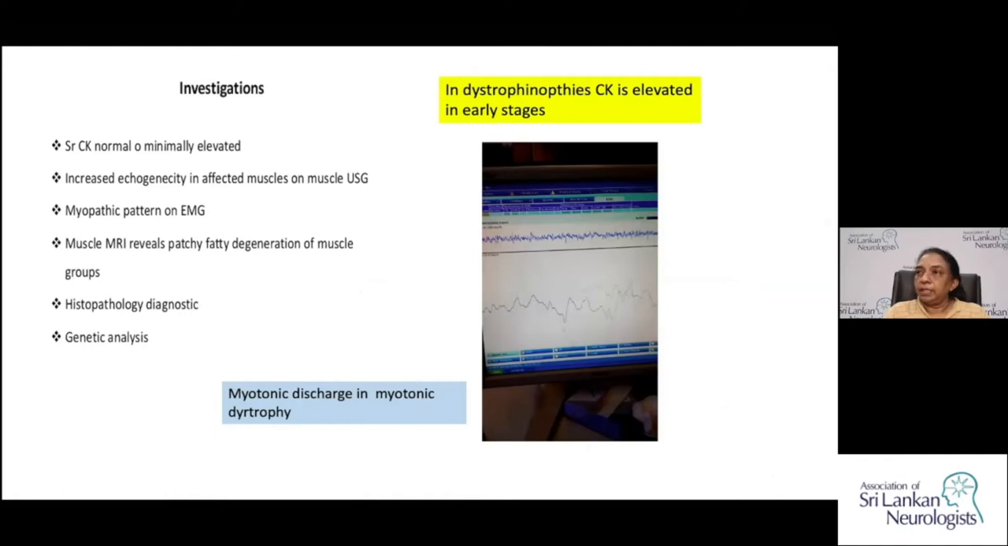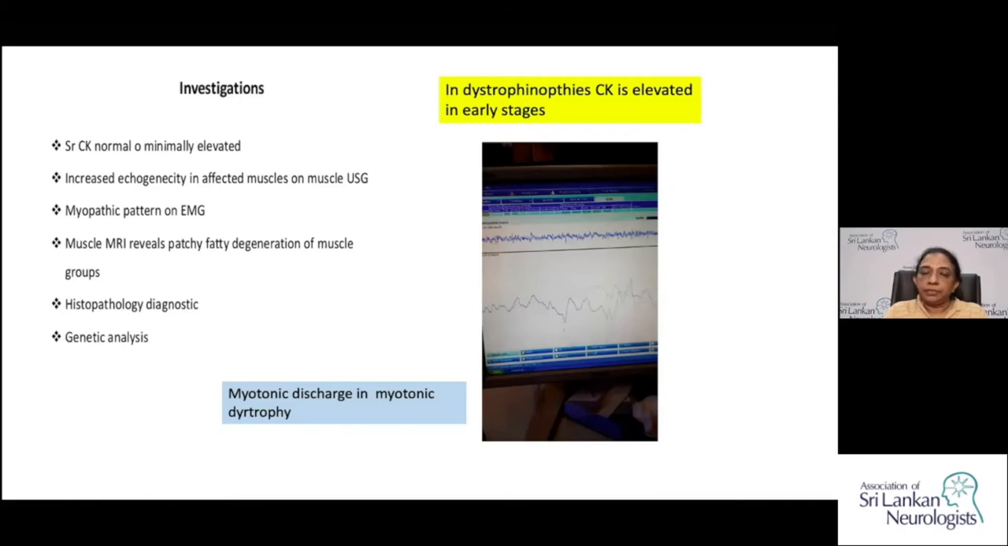But as the muscle fibers are replaced with fat, the CK level comes down, and when the child is wheelchair bound, it may even come down to normal levels. So that is something we have to remember: once they are in the advanced stage, you may not see a CK that is very high compared to the early stages. It may be normal or mildly elevated in later stages.